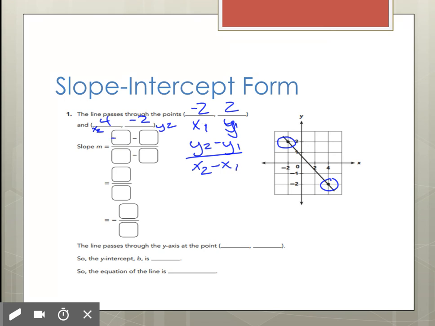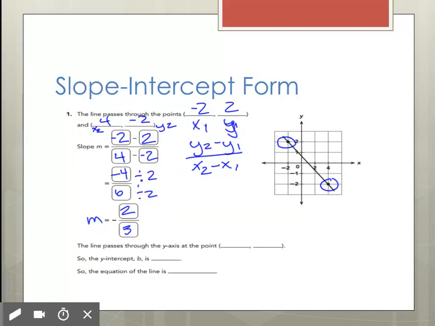Y2 is negative 2 minus 2, 4 minus a negative 2. So negative 2 minus 2 is negative 4. And 4 minus a negative 2 is a positive 6. And I would simplify by dividing by that greatest common factor of 2 here, which would leave me with a negative 2/3. Again, that's our m.